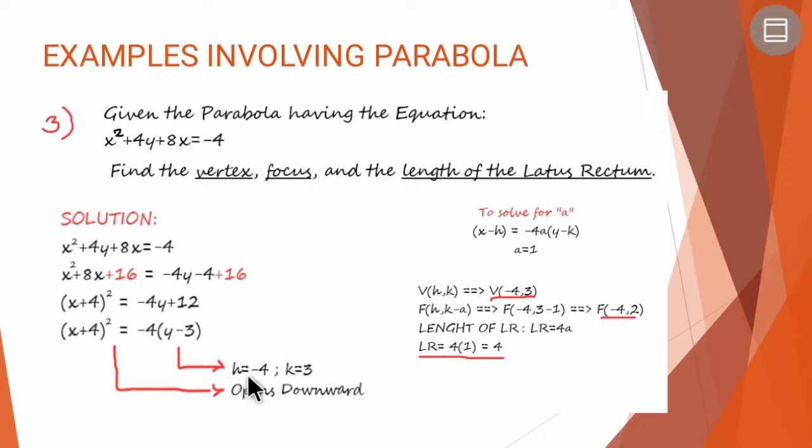So our h is -4, and k is 3. It opens downward based on this equation. To solve for a, a is equal to 1, automatic. So we have the vertex (-4, 3), and the focus, since a is 1, is (-4, 2). For the length of the latus rectum, we have this equation, 4 times 1 is equal to 4.